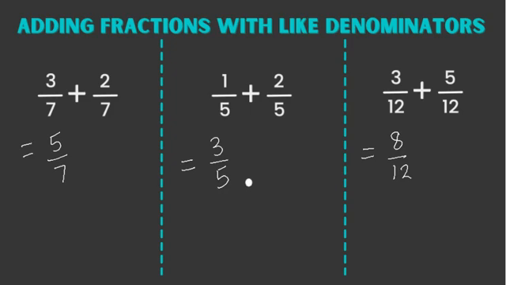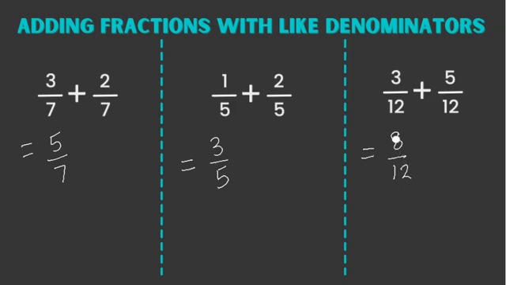Now, your final answer needs to be simplified. Your final answer should be in its simplest form. 5 over 7 is in its simplest form. Only one can divide the numerator and denominator. The same thing applies to 3 over 5. But 8 over 12 is not in its simplest form.